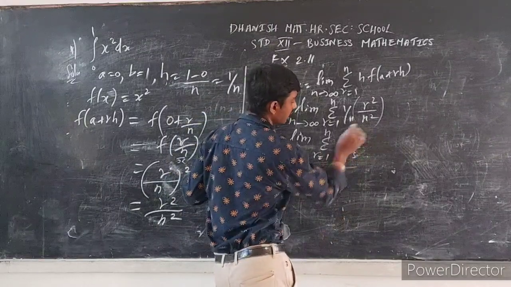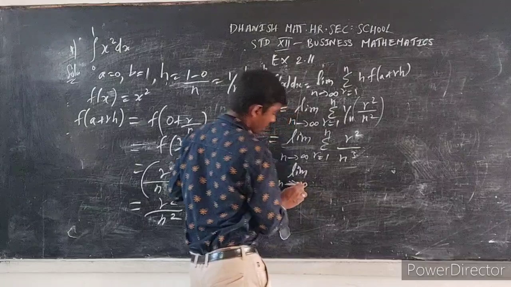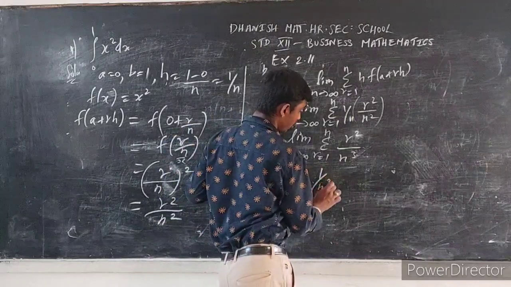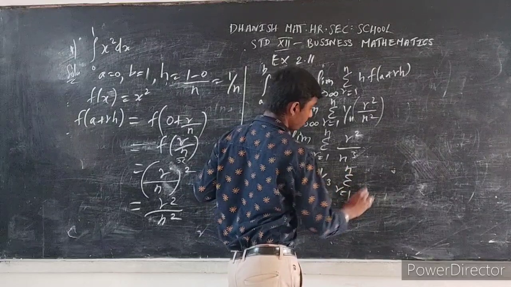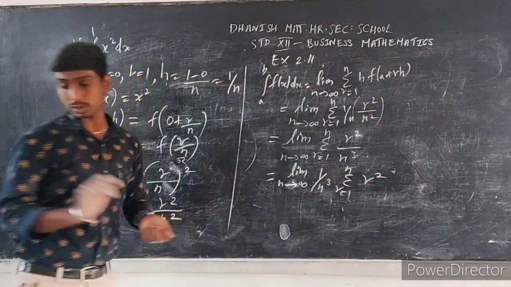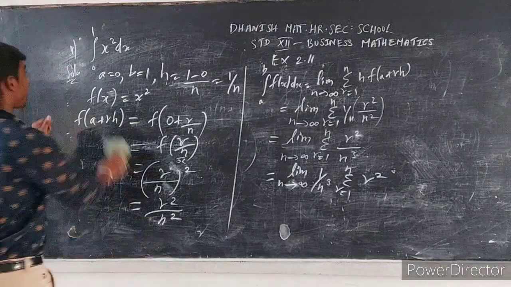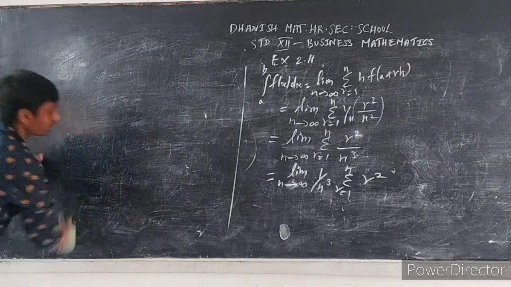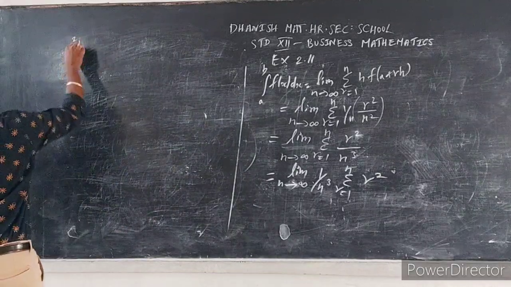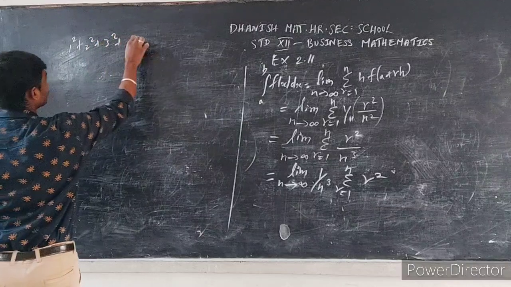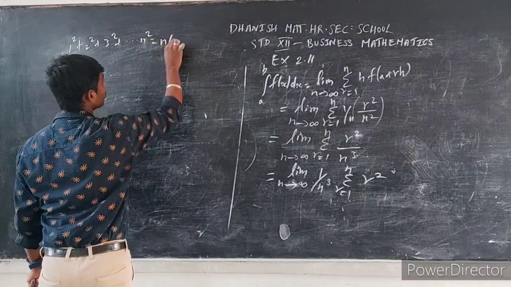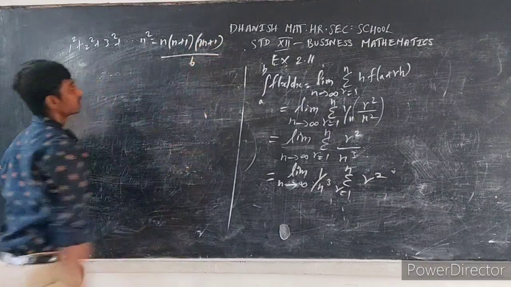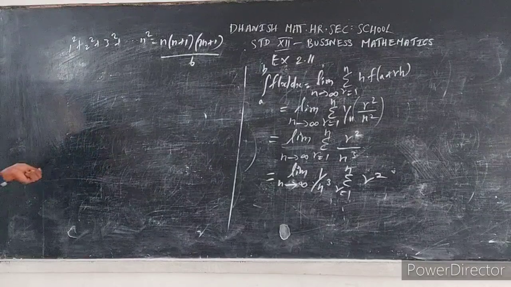So the summation of what is it? Now I am taking out 1 by n cube from the summation here. So 1 by n cube, summation r equal to 1 to n of r square. What is the summation of the r square value here? That will be 1 square plus 2 square plus 3 square up to n square, equal to, what is the formula? n into n plus 1 into 2n plus 1 divided by 6. This one is a new formula we are going to apply in this sum.